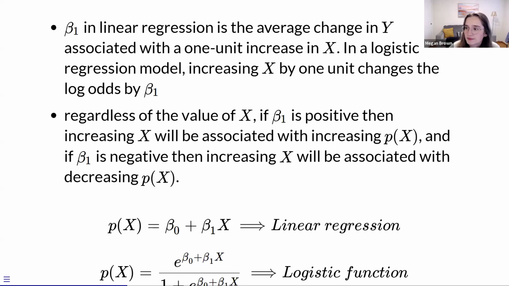And if there are any other notes that anyone is missing from this chapter, there might be additional context in that book. Some comparisons between linear regression and logistic regression. Beta 1 in linear regression is the average change in y associated with a 1 unit increase in x. But in a logistic regression model, increasing x by 1 unit changes the log odds by beta 1. And you can see the functions here.